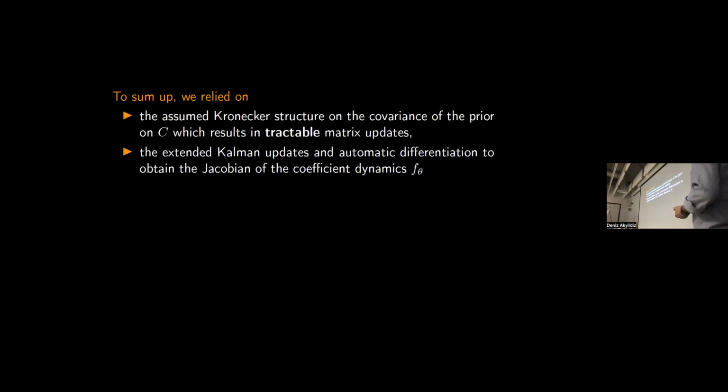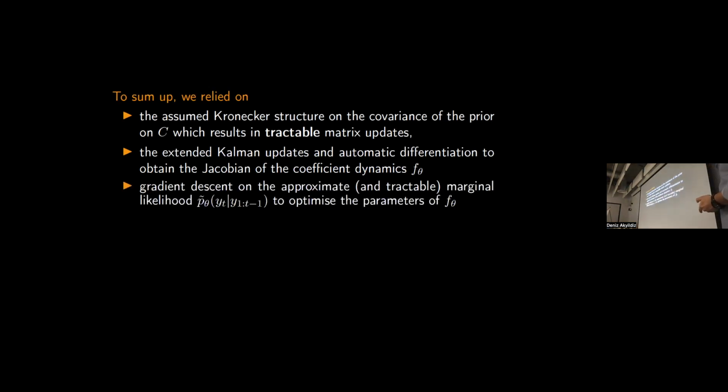Okay. So the whole point of the talk was basically that this Kronecker structure was very important, right? You assume P of C has a Kronecker structure and you develop things in such a way that this structure is preserved. That is what gave us this quite speedy algorithm. The other important bit was that all the extended Kalman updates were possible because you just compute the Jacobians and so on using automatic differentiation.